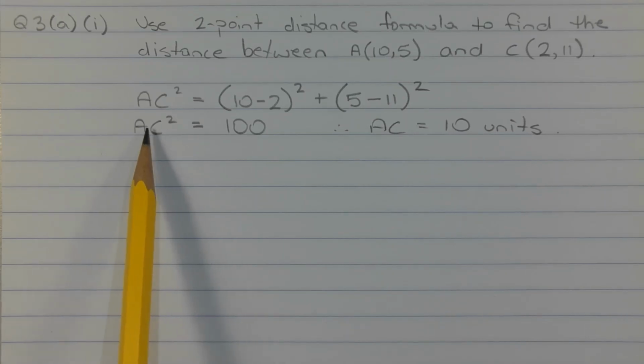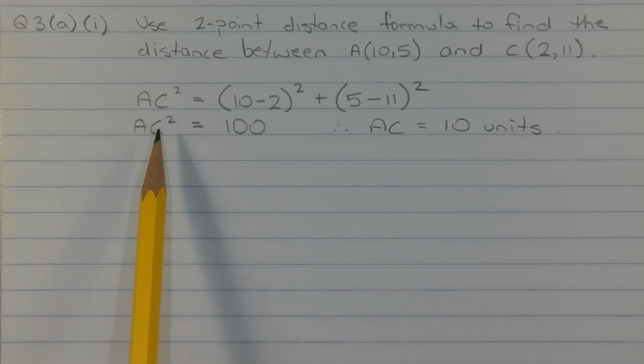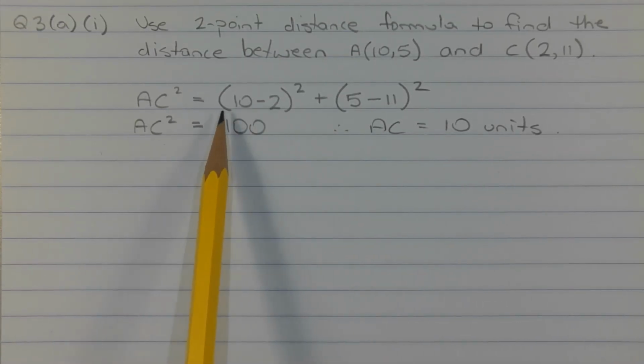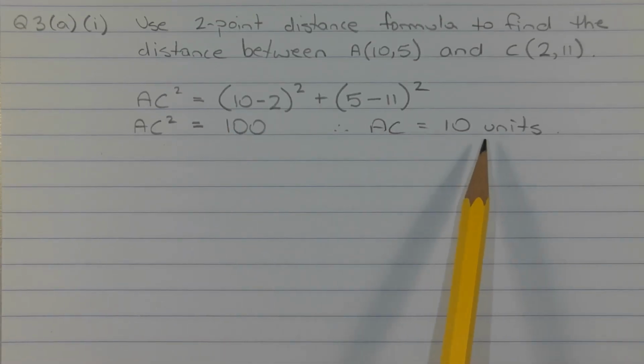Now, because AC is the hypotenuse of a right-angled triangle that's formed around points A and C, we need to take the square root of 100 to find the length of AC. So taking the square root of 100, we get AC is equal to 10 units.